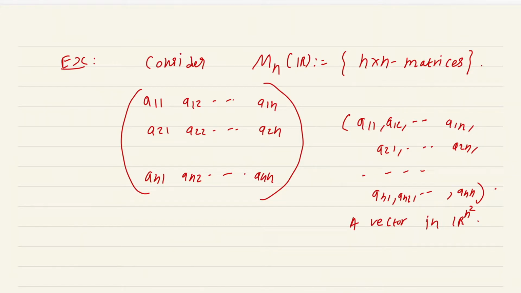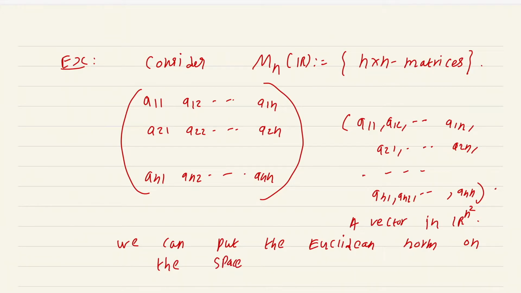Okay, so we can also put the Euclidean norm now on the space of matrices in this way. So this will make the space of matrices into a normed vector space.